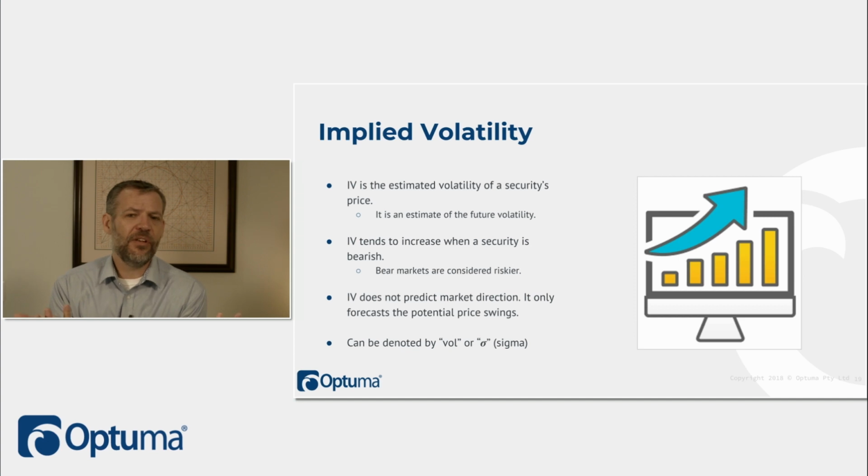Implied volatility tends to increase when a security is bearish. Bear markets are considered more risky. When we're in a bear market, we get big drops, and so whenever we are in a bear market, volatility does increase, and implied volatility is higher than when we're in a bull market. Implied volatility does not predict market direction, it only forecasts potential price swings. We'll talk more about those calculations in the next chapter. And it's denoted by either vol or sigma as well.